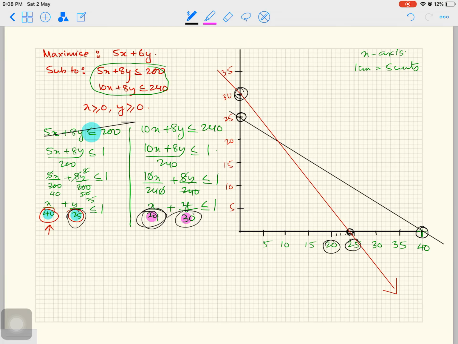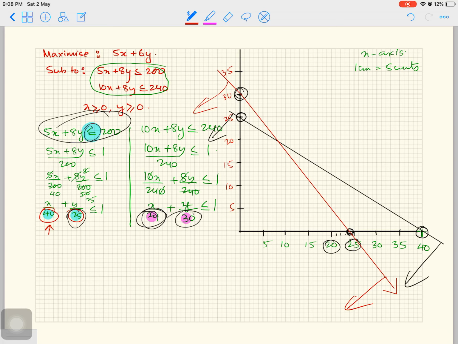So this is the first one. It is less than here. So less than would mean towards the origin here, towards the origin. This is the direction. Okay, so towards the origin. And the red one is also less than, so it is also towards the origin.